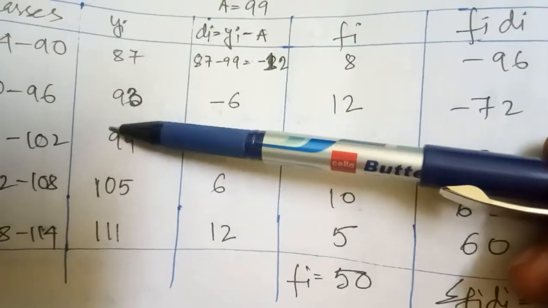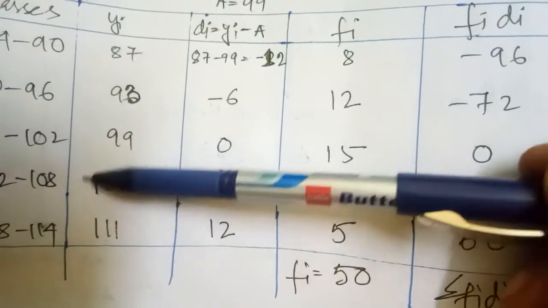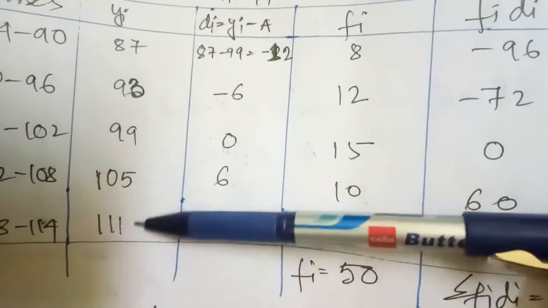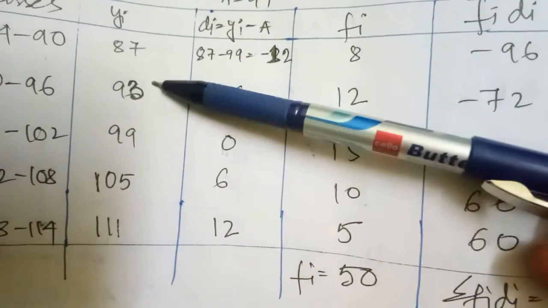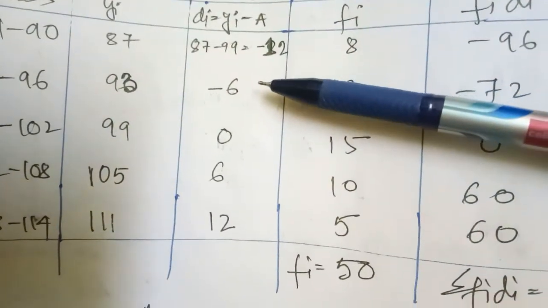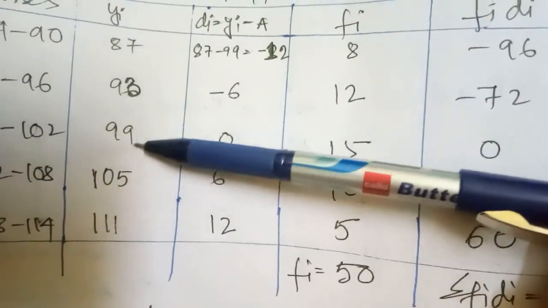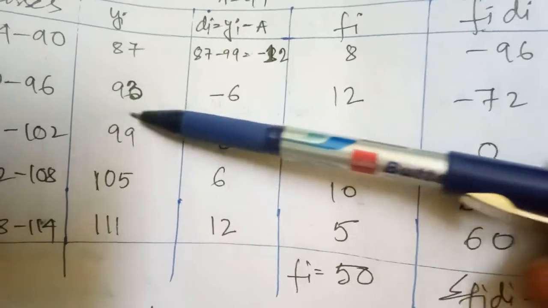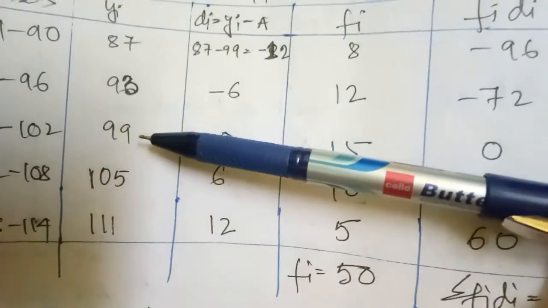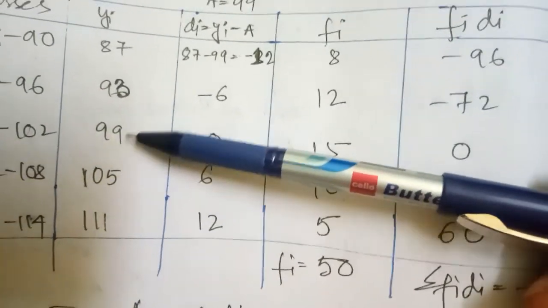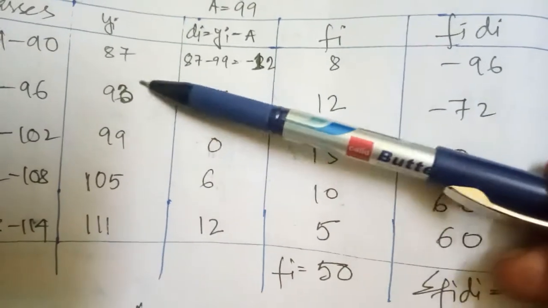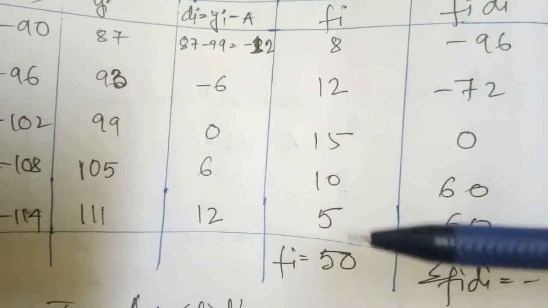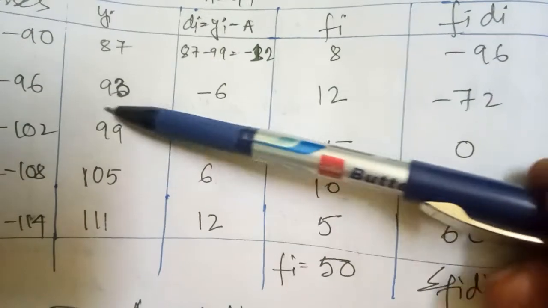You can take a value as 93, you can take 105, or you can take 111. Any value you can take, that is called the assumed mean method. That means I've taken a equals to 99. When you do live classes, I will show you with a different value, but the answer will come the same. Here I have taken a equals to 99.